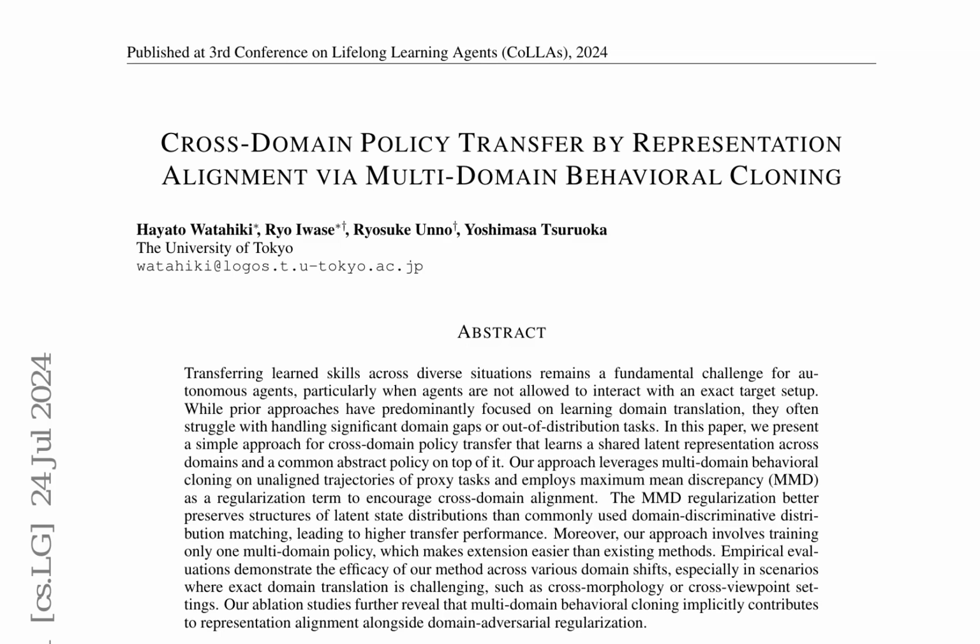Cross-domain policy transfer remains a significant challenge for autonomous agents, particularly when agents cannot interact with an exact target setup. This paper presents a simple approach that learns a shared latent representation across domains and a common abstract policy on top of it. The proposed approach leverages multi-domain behavioral cloning on unaligned trajectories of proxy tasks and employs maximum mean discrepancy, MMD, as a regularization term to encourage cross-domain alignment.